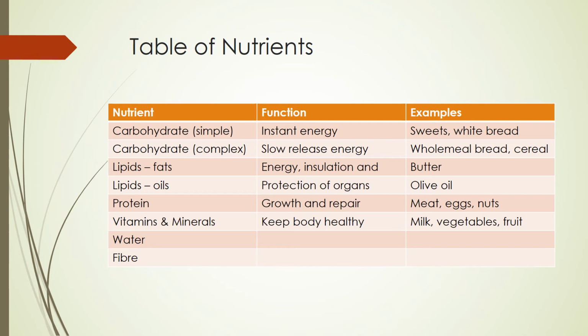Carbohydrates is something that you need quite a lot of. The same with proteins and lipids. But vitamins and minerals are needed in such tiny amounts, they're called trace elements. And you will find them in things like milk, vegetables and fruit. When you've written that in your table, press the spacebar to move on.